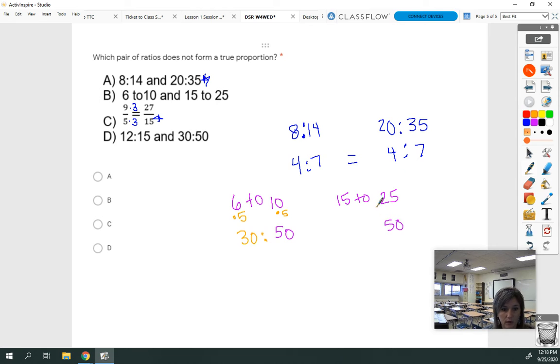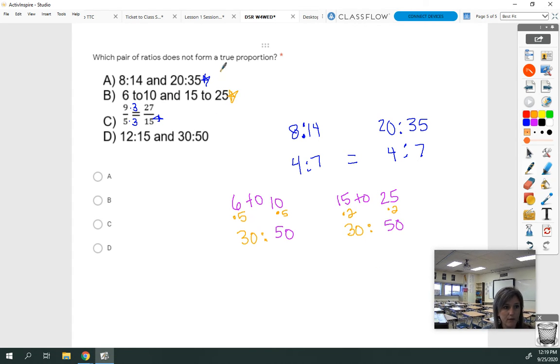Let's see what we get over here. 25 times 2 equals 50. If I multiply this side by 2, I have to multiply this side by 2. 15 times 2 is 30. They are equivalent ratios, true proportions.